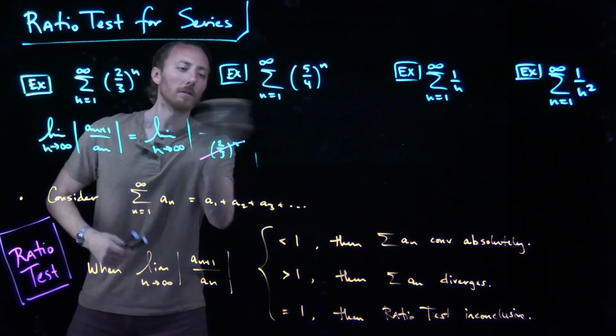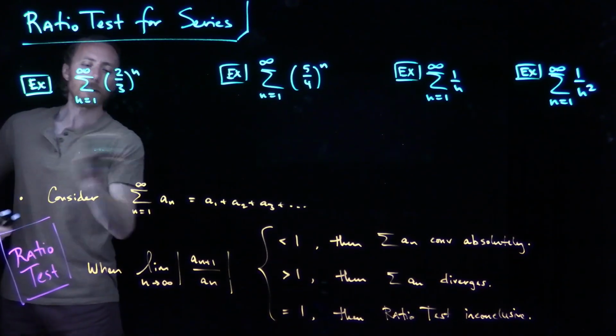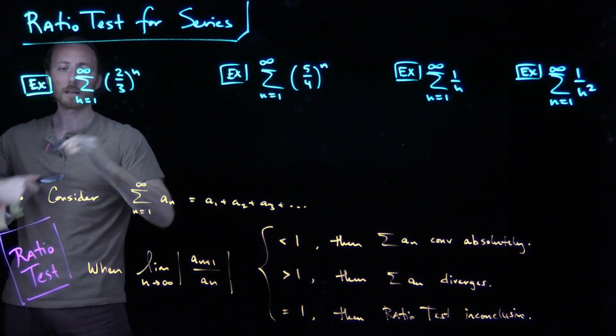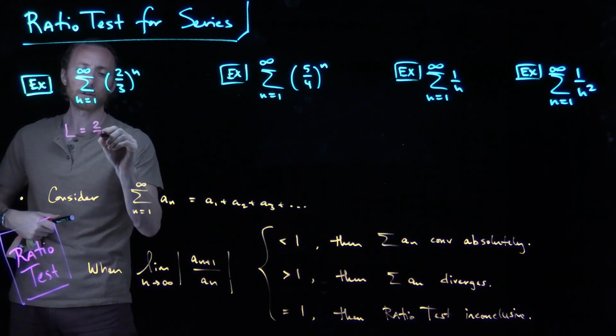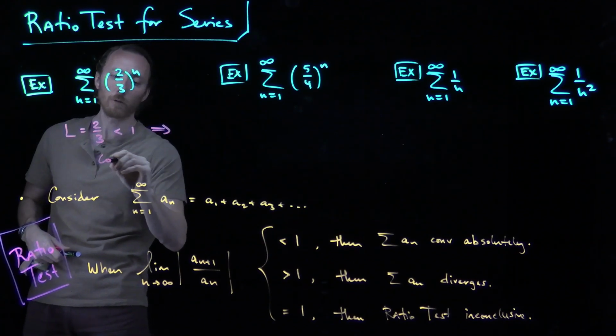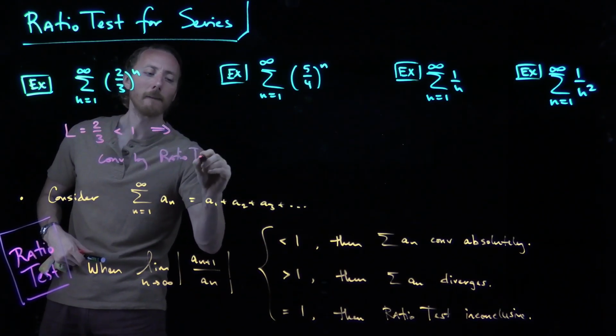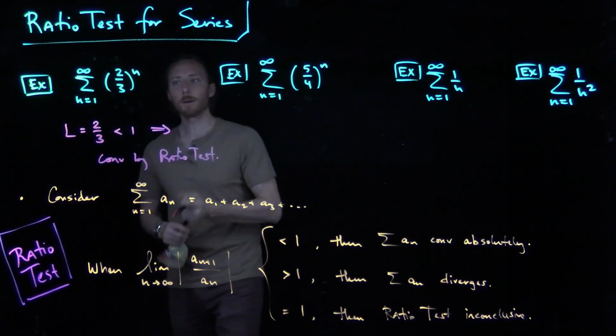So this would give us convergence by the ratio test, because the limit associated with the ratio test turned out to be 2/3. Let me write this out here, scrubbing away the work that I just did. We'll say here, the limit associated with the ratio test was equal to 2/3, which is less than 1, which implies convergence by the ratio test. Okay, sweet. What about our next example?